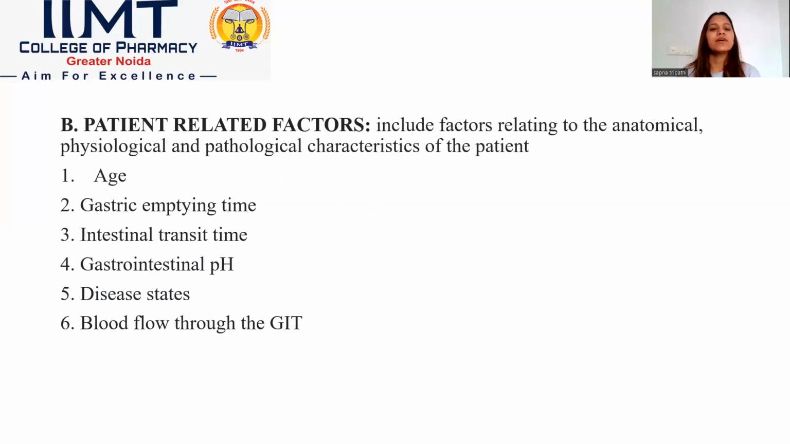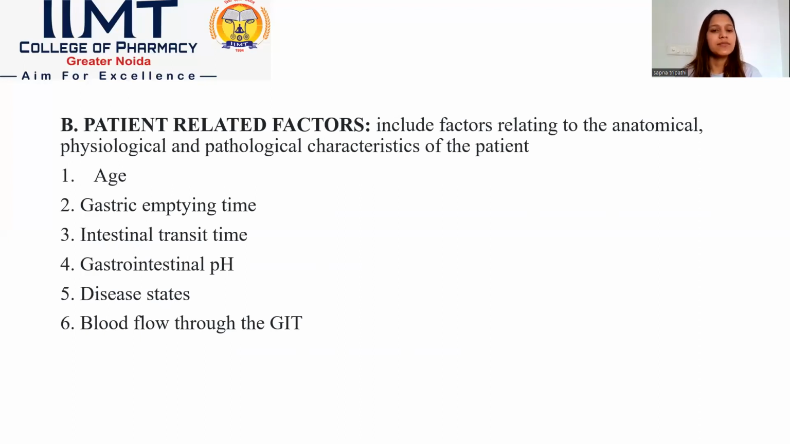The second factor is the patient-related factor. It includes factors relating to the anatomical, physiological, and pathological characteristics of the patient. The first one is age. As you know, in children and in old patients, the absorption of drug is slower in comparison to adults. Same with the gastric emptying time.